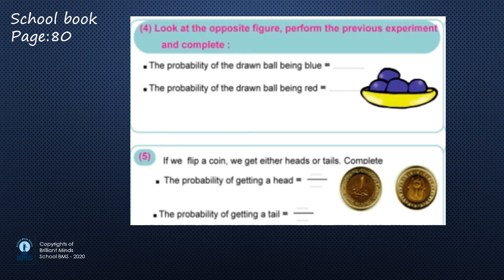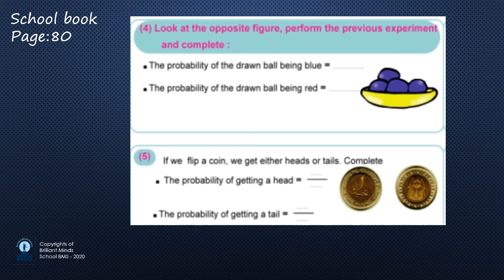Okay, question number 4, page 80 in the book. Look at the opposite figure. Perform the previous experiment and complete. Again, we're gonna cover our eyes and pick 1 ball out of the container. Okay, what is the probability of the drawn ball being blue? If you want to write it in fraction form, okay, how many total outcomes? 4. So in the denominator, we're gonna put 4.